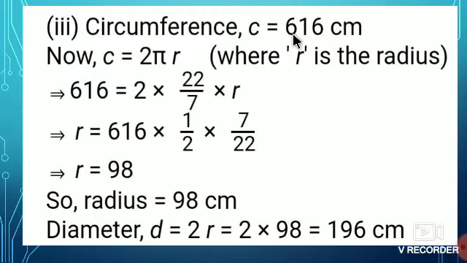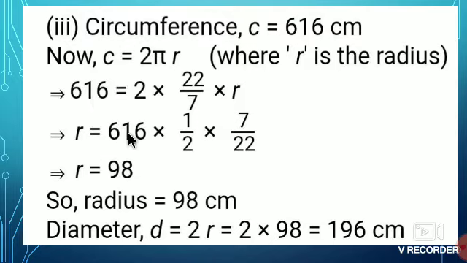Circumference is given in the third example, that is 616. From that we have to find out the radius and the diameter. Same way we will use the formula of the circumference, 2 pi r, where r is the radius. So circumference 616 is equal to 2 multiplied by the value of the pi, 22 upon 7, into radius. Now for our convenience we will write the r to the left hand side.